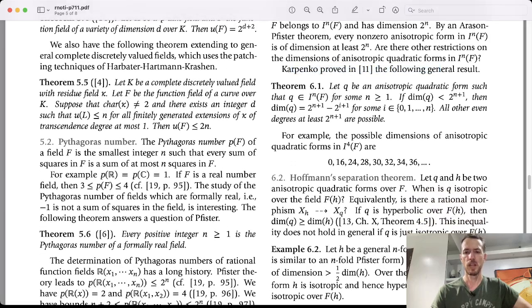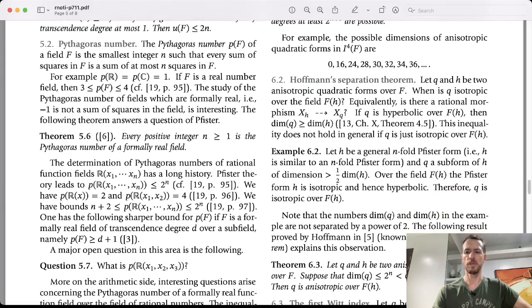Theorem. Let Q be an anisotropic quadratic form such that Q is in the nth power of the ideal of F for some n bigger than or equal to 1. If the dimension of Q is less than 2 to the n plus 1, then the dimension of Q equals 2 to the n plus 1 minus 2 to the i plus 1 for some i between 0 and n inclusive. All other even degrees at least 2 to the n plus 1 are possible. For example, the possible dimensions of anisotropic quadratic forms in the fourth power of the ideal of F are 0, 16, 24, 28, 30, 32, 34, 36, and so on.